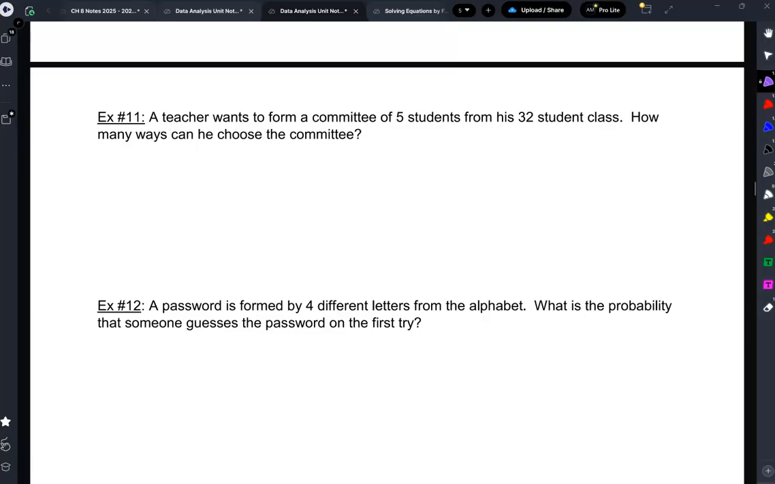A teacher wants to form a committee of 5 students from his 32-student class. How many ways can he choose the committee? Is this a combination or a permutation? Combination. Okay, so do it. Correct.